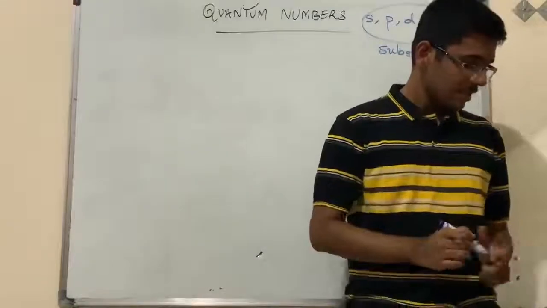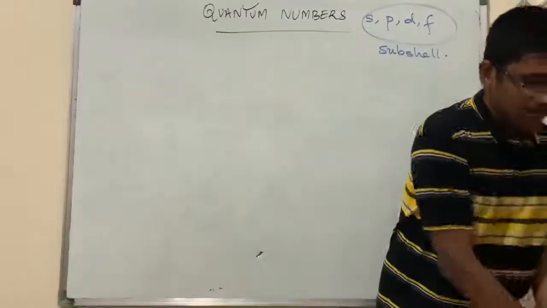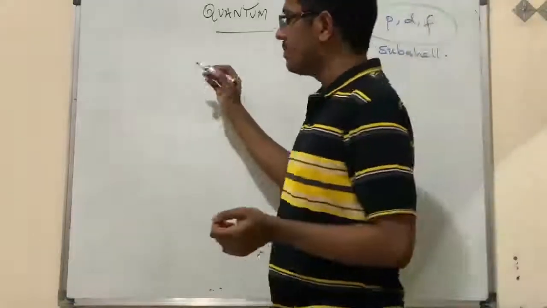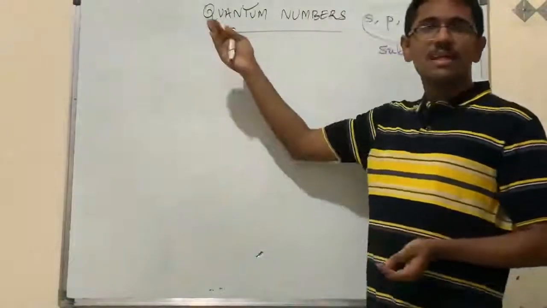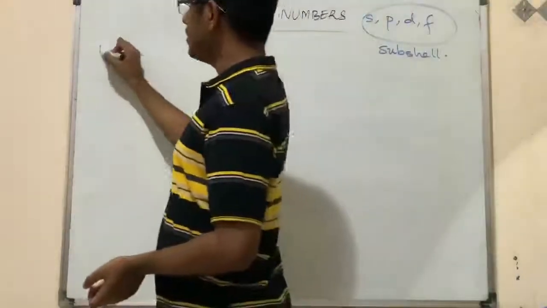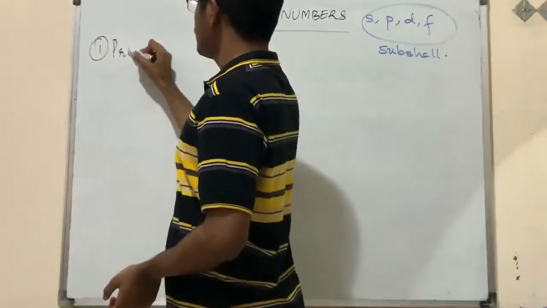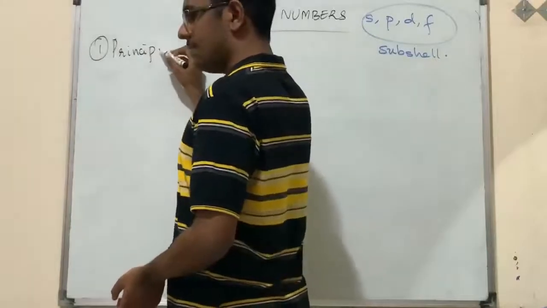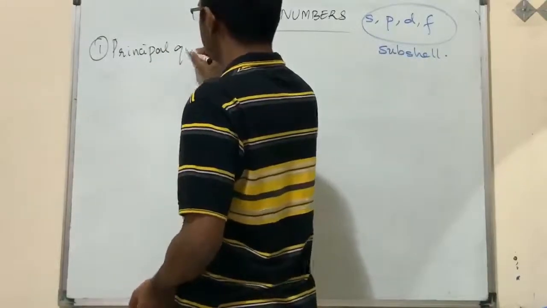So to study quantum numbers: quantum numbers express the energy and everything about the electron. Okay. So the first quantum number is the principal quantum number.